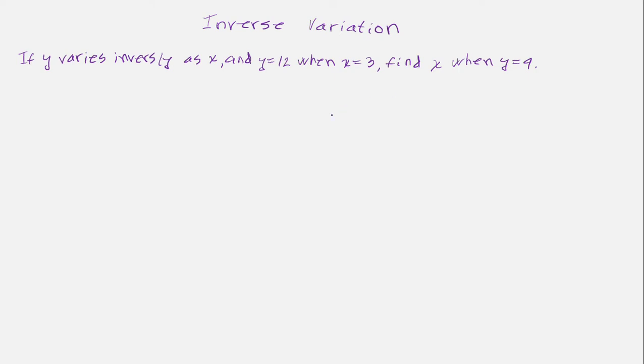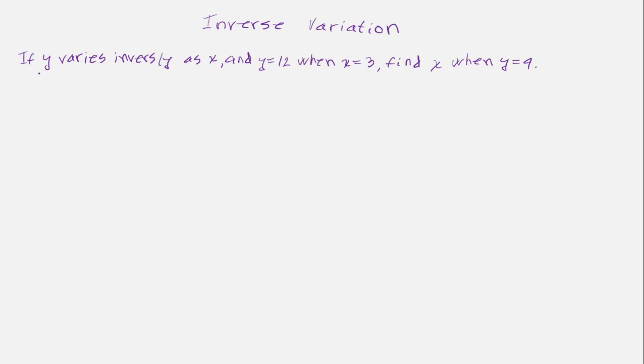What do we do? Well, what we need to do is break this into smaller pieces and use that to first set up the equation, then find the constant of variation k, and then at the end we find the x that we are actually supposed to find.